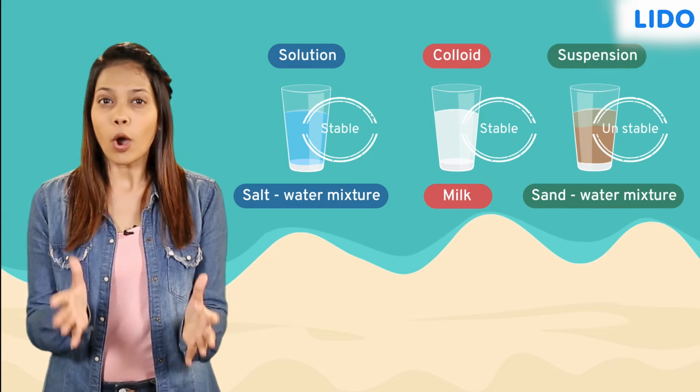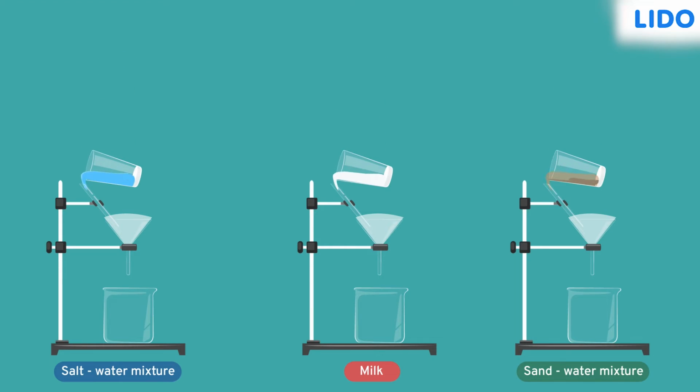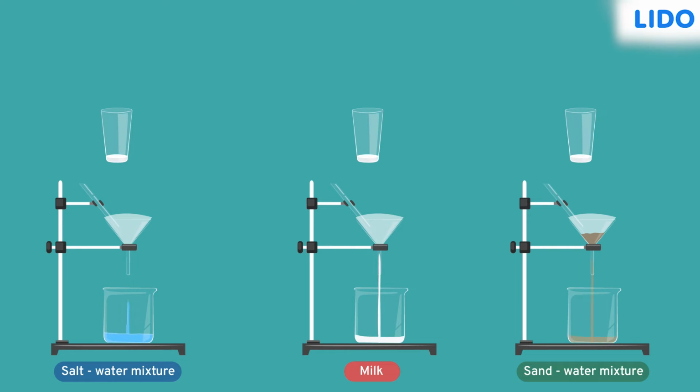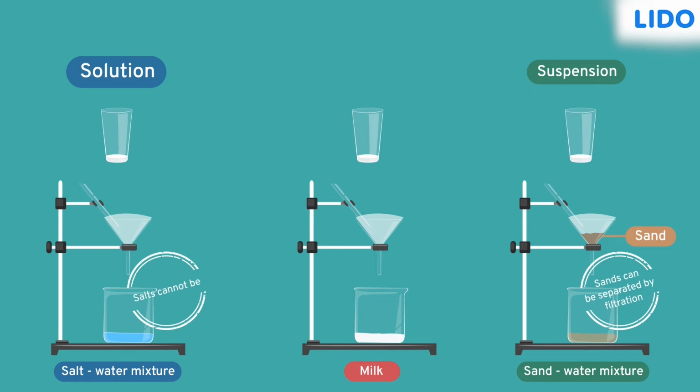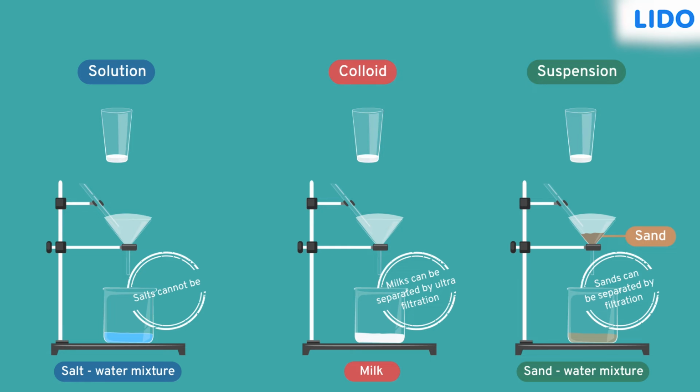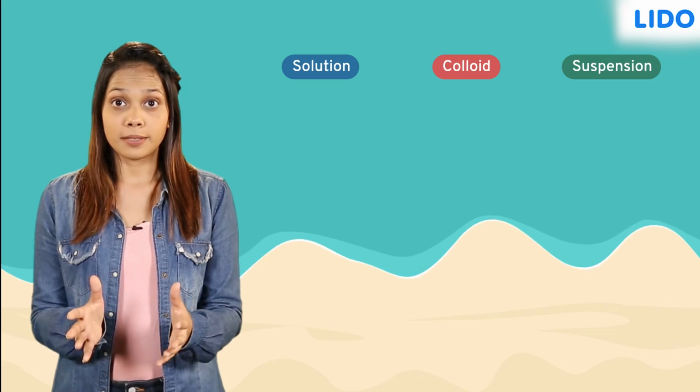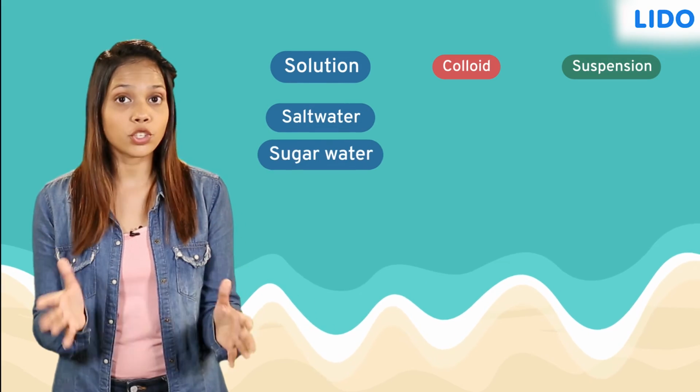Let us now try to filter all the mixtures. We observe that salt water and milk pass through the filter without leaving any residue. But sand separates out from the water on the filter paper. So, we may conclude that the components in suspensions can be separated by filtration, but those in solutions cannot. Even the components in colloids cannot be separated by a simple filter, but they can be separated by ultrafilters, which are used in water purification. Some examples of solutions are salt water and sugar water.